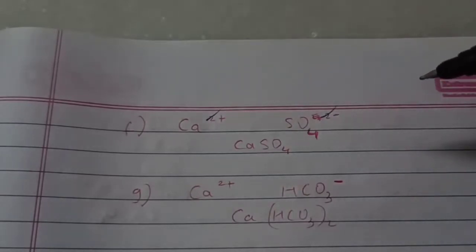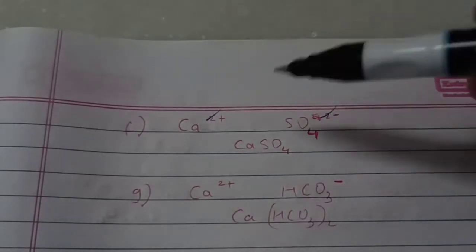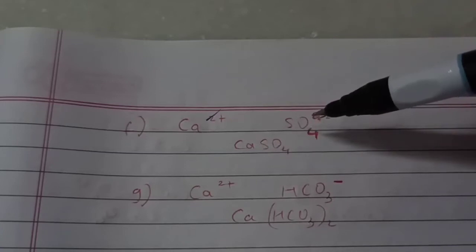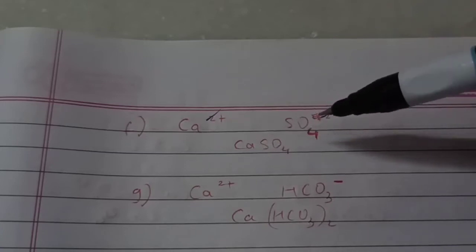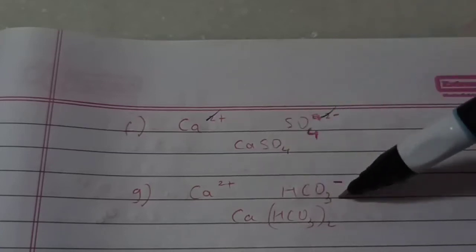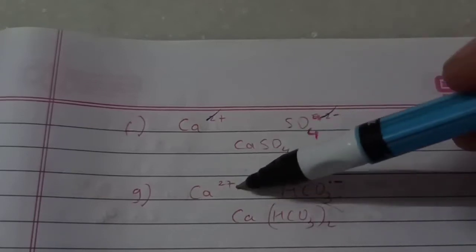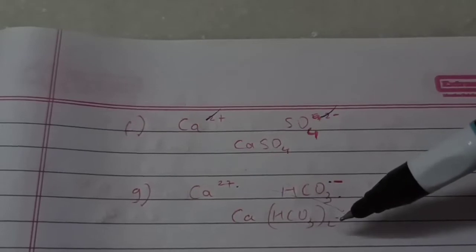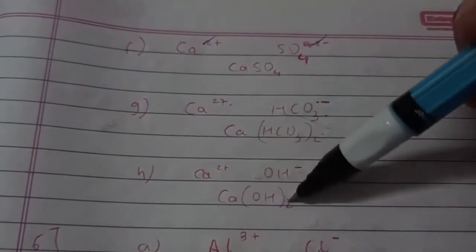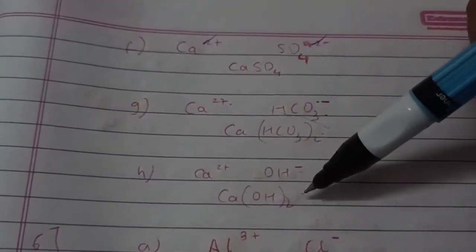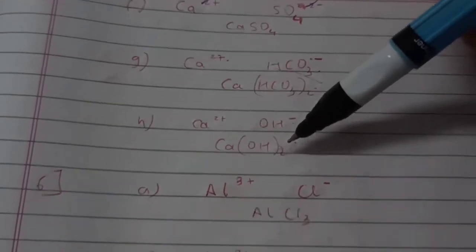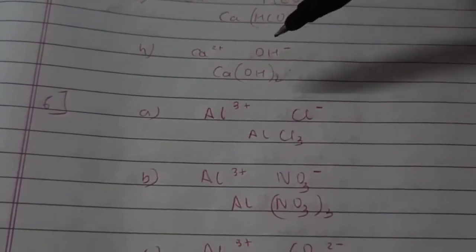So it's pretty easy, isn't it? However, you have to learn all the valencies from the valency table. Only then will you get it right. Calcium bicarbonate or hydrogen carbonate. Well, 2 will go for bicarbonate and 1 goes down here. So this is the final answer. Calcium hydroxide, again the crisscross method, and this is the answer. CaOH twice.